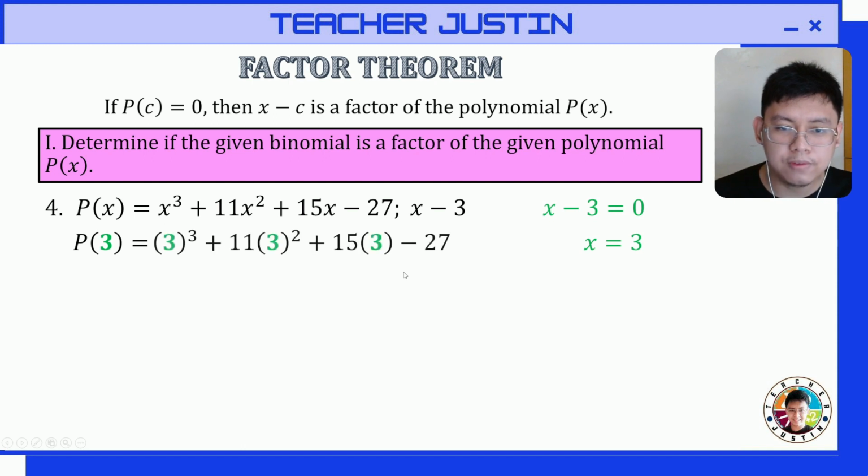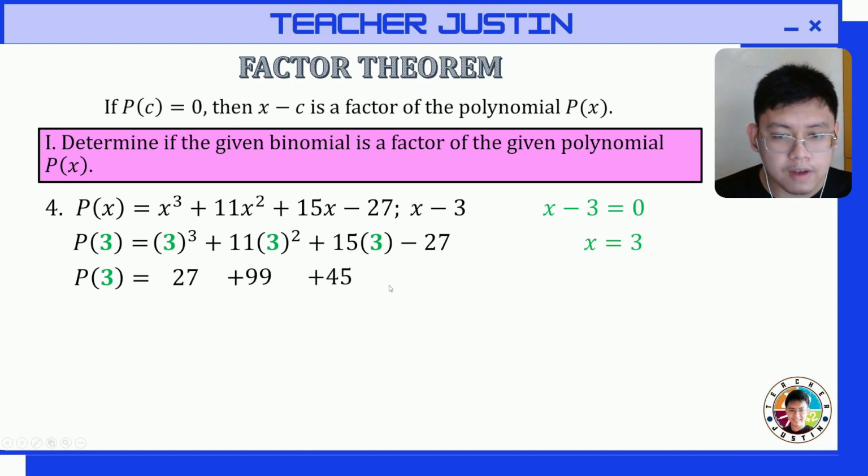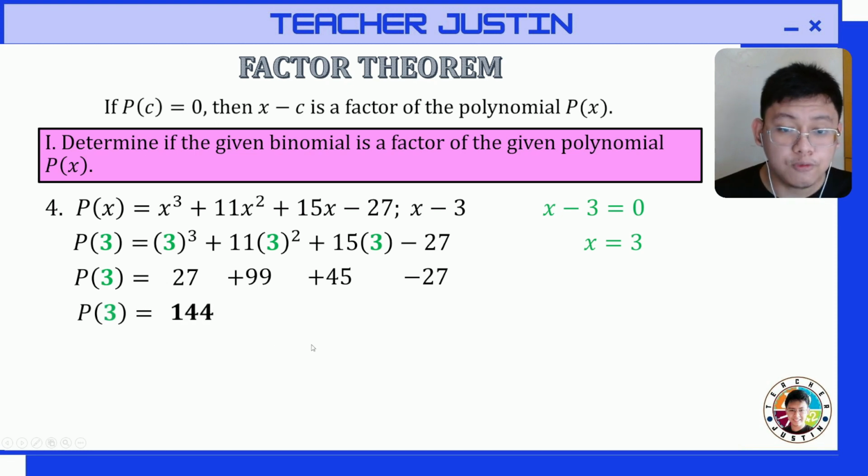So, we will have the cube of 3 plus 11 times the square of 3 plus 15 times 3 minus 27. Now, let's simplify each term. So, we have the cube of 3, which is 27. The square of 3, which is 9, times 11 will be 99. 15 times 3 will be 45. And negative 27 will still be negative 27. Now, let's combine them. That will give us a total of 144.